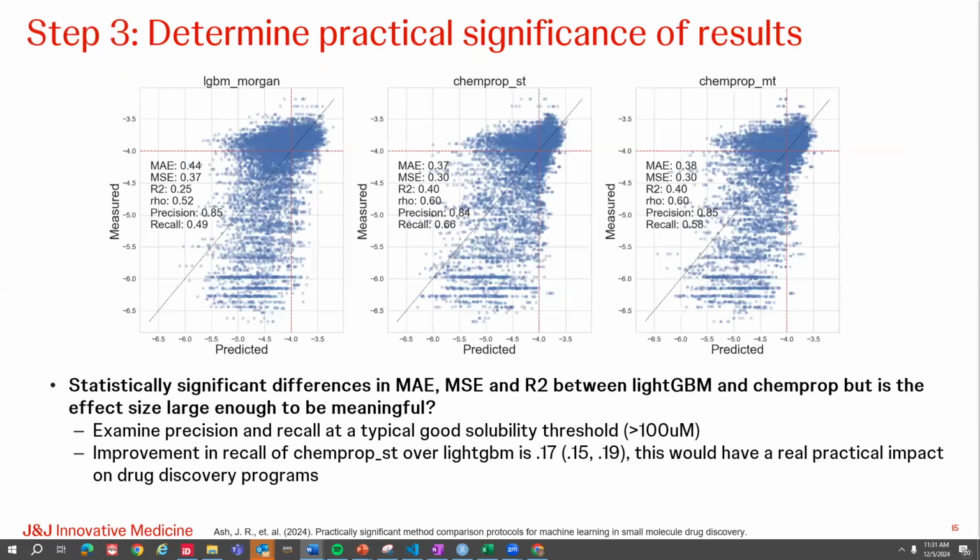Okay, so the next step in the guidelines is to determine practical significance. In drug discovery, practical significance comes down to whether a new method improves a scientist's decision-making. In this figure, we assume we're trying to prioritize compounds with good solubility for synthesis. A typical threshold is greater than 100 micromolar.